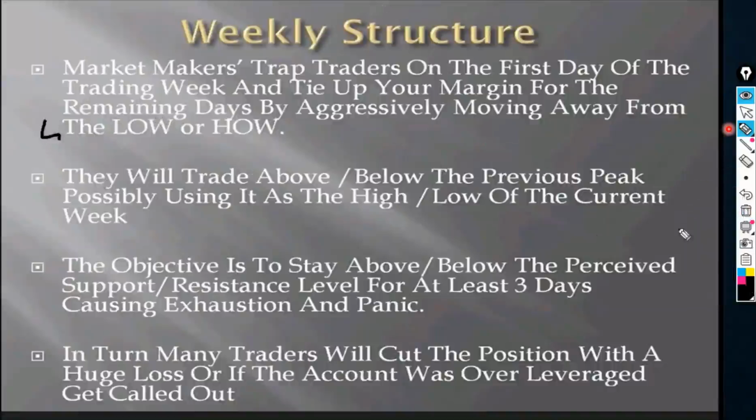Okay, so what will happen with the weekly cycle is that the market makers trap traders on the first day of the trading week, which is Monday. In this case, if you are trading indices or volatilities, it's Sunday. So you accumulate. The market makers trap traders on the first day of the trading week and tie up your margin for the remaining days by aggressively moving away from the low or the high. So you accumulate in here. This will be the first 8 hours of the week. I hope it's clear.